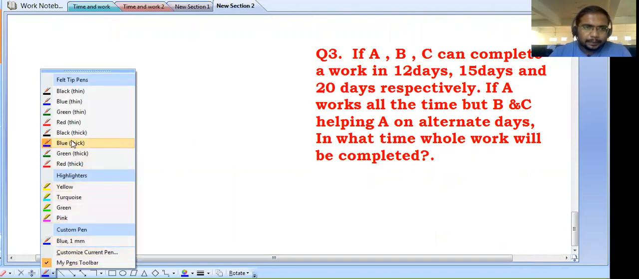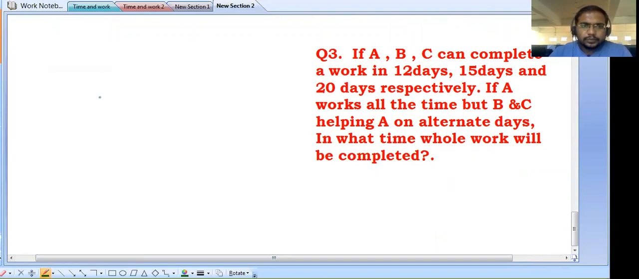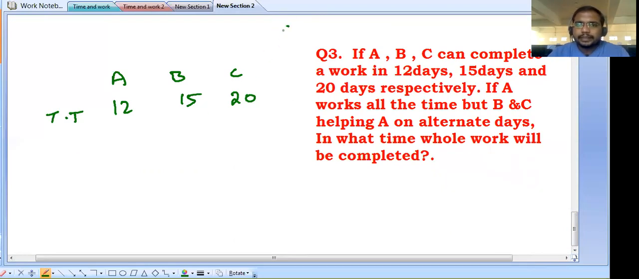3 persons are there. Same, but a different approach because the condition is different. 12, 15, 20, the condition is different. Everything else is the same. The LCM is 60 units. That means the total work is 60 units. A will complete how many units every day? 5 units. Here 4 units, here 3 units.